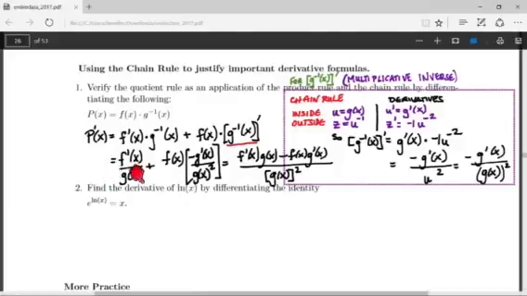The last piece is to realize that we need a lowest common denominator to add these two terms together. That's going to be g squared. So you will need to multiply the first term by g of x over g of x to get to that denominator, making the first term f prime of x times g of x. The second term is now minus f of x times g prime of x, and this whole thing is divided by g of x squared. So that is our quotient rule.